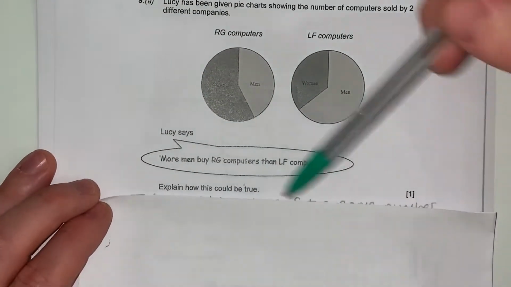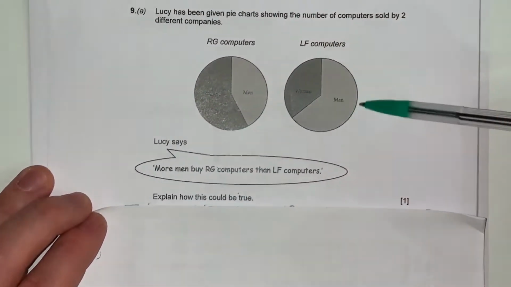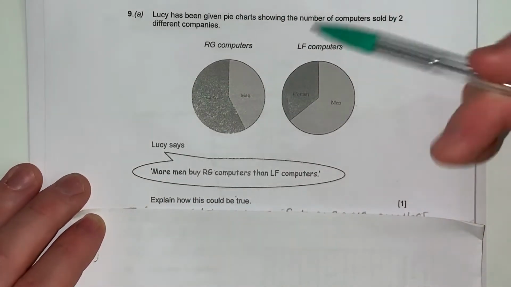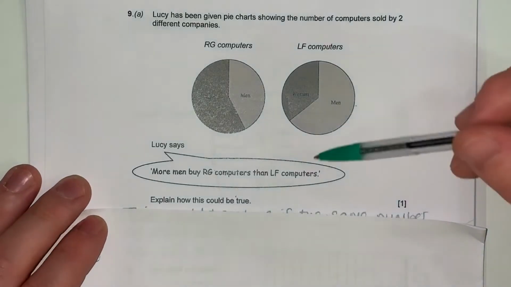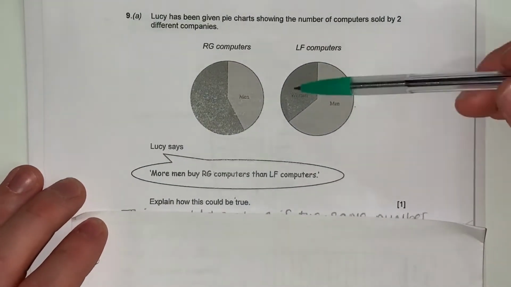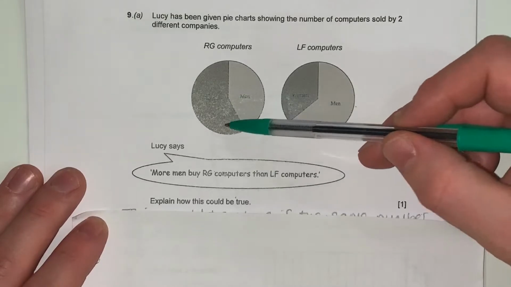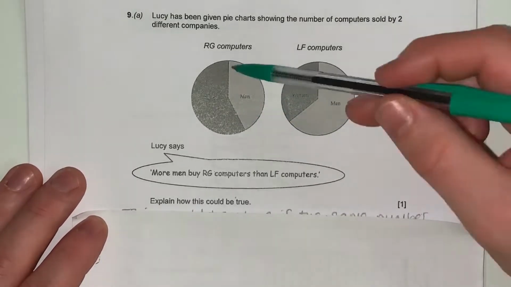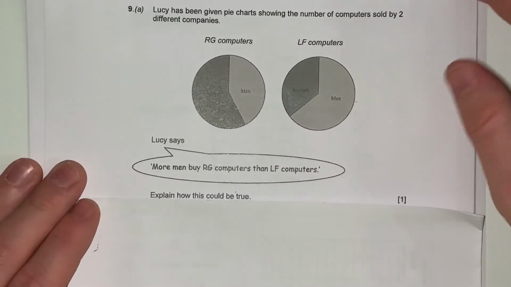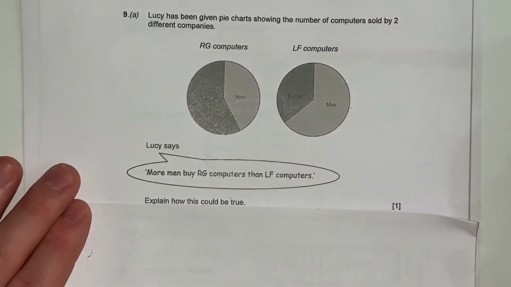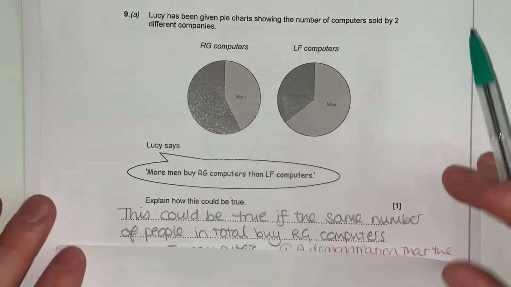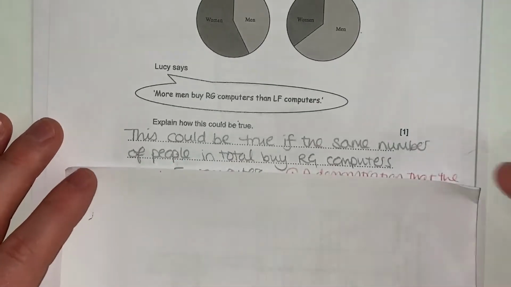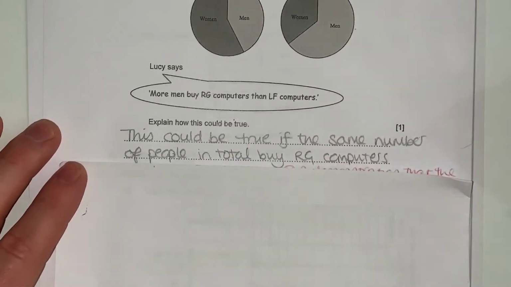Okay, guys, bit of a weird one. Explain how this could be true. There's no numbers given on either one, so you don't know whether this is true or not. If it said, explain why this couldn't be true, you would obviously say, because you have no idea how many men and women bought computers in each of these companies. So if we explain how it could be true, the only way it could be true is if both pie charts represented the exact same number of people in total. Anything along those lines, as if both pie charts were equal and they equaled the same amount of people.